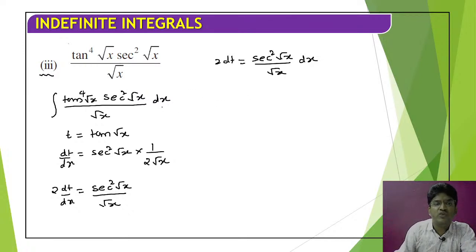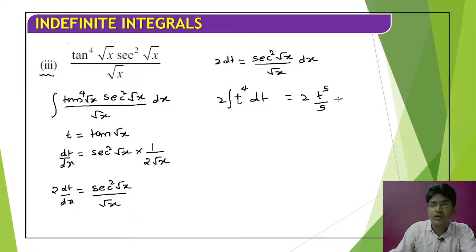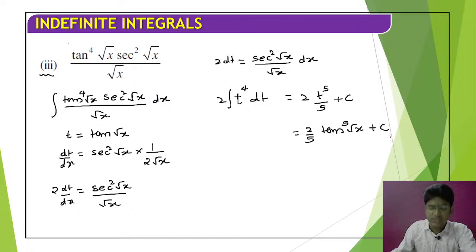Okay. So now you just replace all the terms. So tan raised to 4, tan root x will become t. So t raised to 4 secant square root x dx by root x will be 2 times dt. Now if I integrate this, 2 is constant, t raised to 4 will be t raised to 5 divided by 5 plus c. So therefore 2 divided by 5, t is what? Tan to the power of 5 root x plus c.